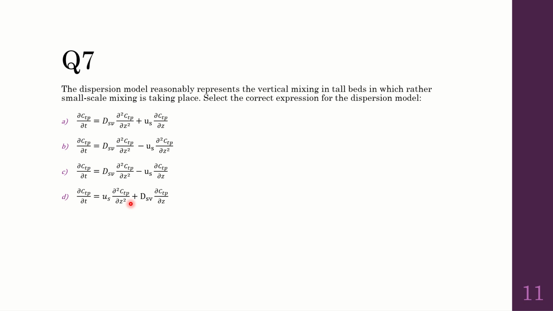So the answer to this question is option C, I think so. ∂CTP/∂t is equal to DSV ∂²CTP/∂z² minus US ∂CTP/∂z. So this is for vertical mixing in beds in which rather small scale mixing is taking place.